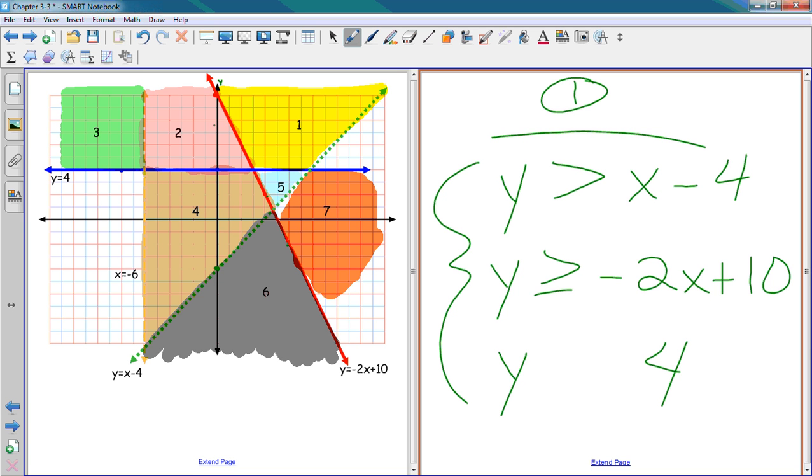Now the 4, the blue line. Is it greater than or less than, above or below? Above. And is it equal to or not equal to? Greater than or equal to. Good. And that is a system of inequalities for region number 1.